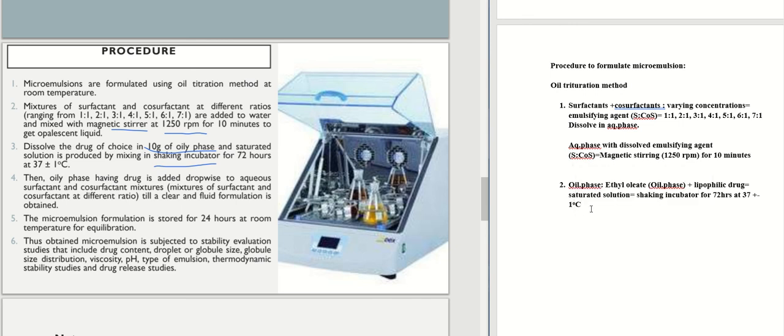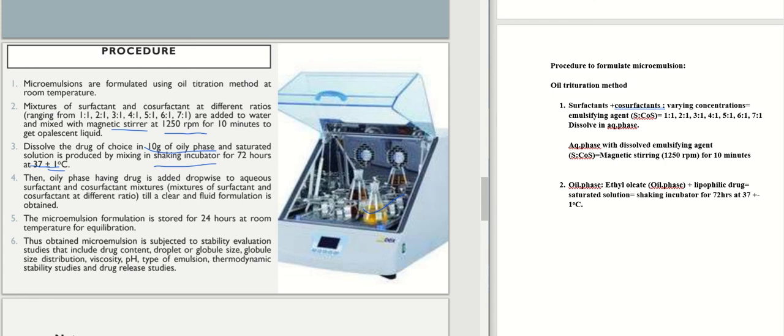So this is the major step to be considered, where we'll be making use of the shaking incubator. We'll be placing our drug dissolved in the oil phase on the shaking incubator for 72 hours. It should be under continuous stirring and maintained at 37 plus or minus 1 degree centigrade.